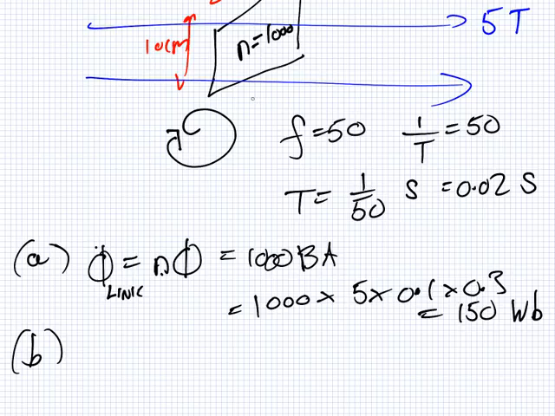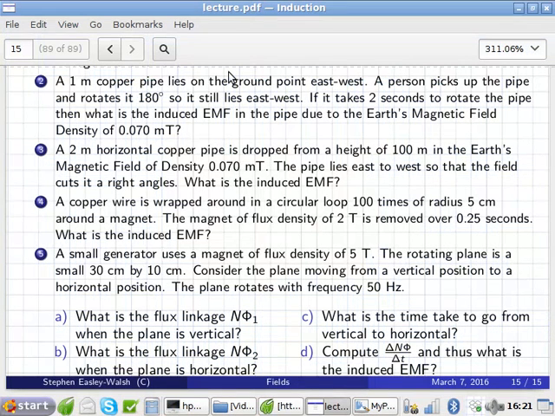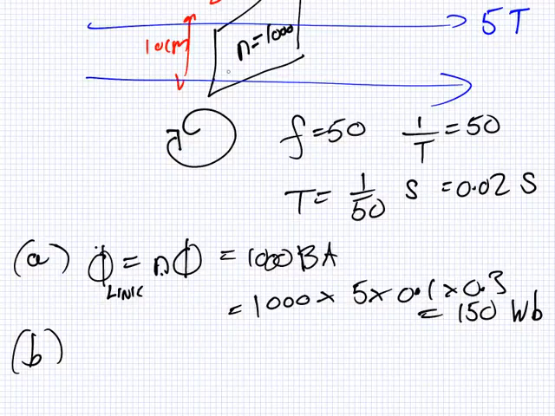Okay, what's the B part? What is the flux linkage when the plane is horizontal? So the first one was when it was vertical, what I just did, when the plane is like this. At the beginning the plane was vertical and the magnetic field was going through it like this, and I got the flux on this plane. What is the flux when the plane is now horizontal?